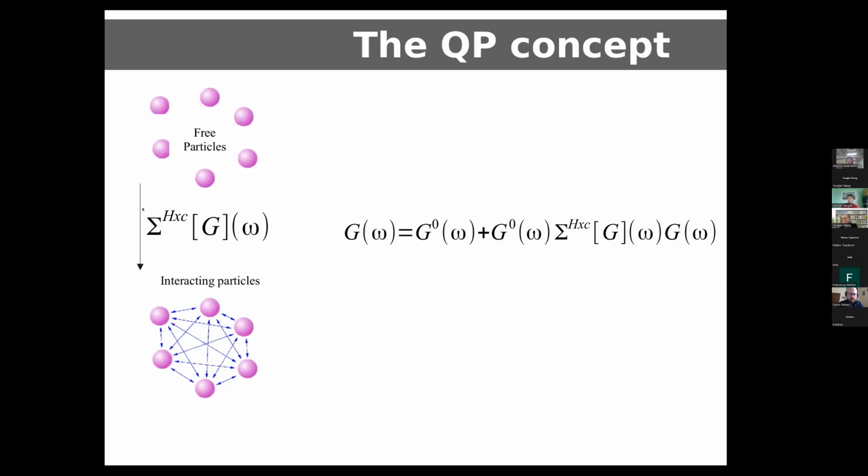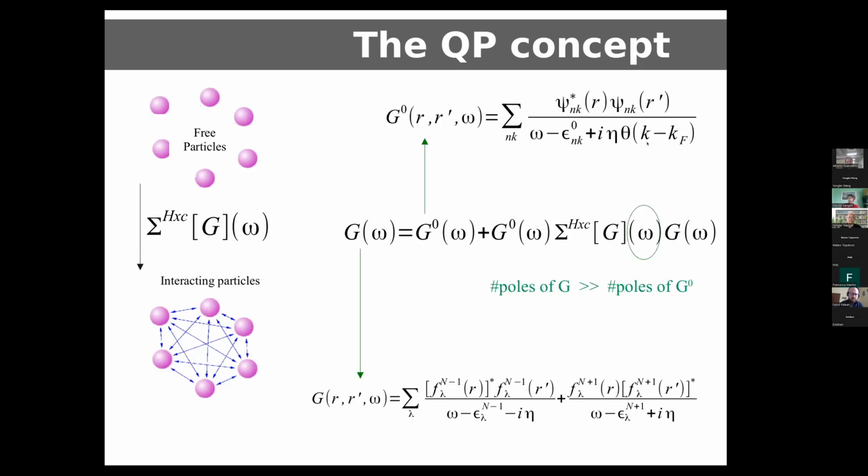So you have this self-energy, which bridges the free particles to the interacting system. Here you have the Green function of the non-interacting system, which has a very simple structure, and the poles are just the energies of the non-interacting system. But it is connected to the full interacting Green function via the Dyson equation, where you have the self-energy. And the key aspect is that the self-energy, you see, is frequency dependent.